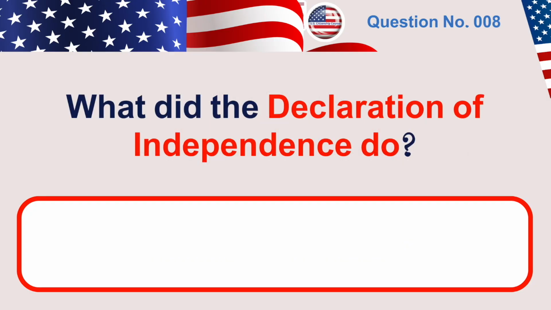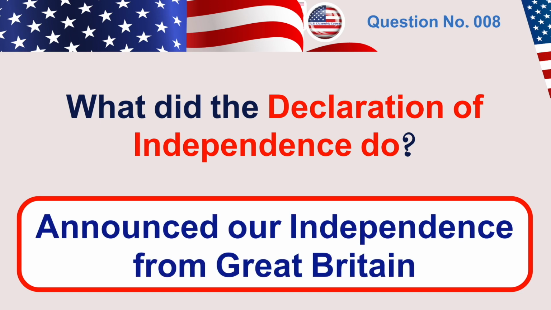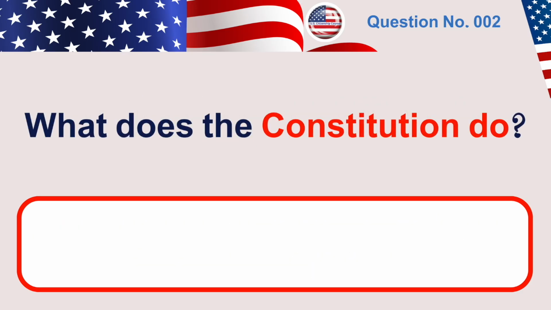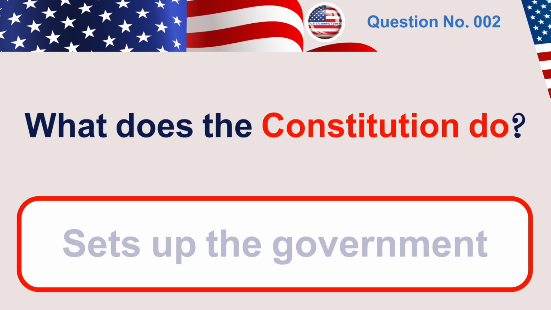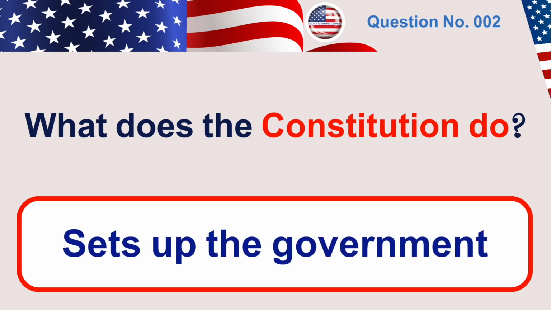What did the Declaration of Independence do? Announced our independence from Great Britain. What does the Constitution do? Sets up the government.